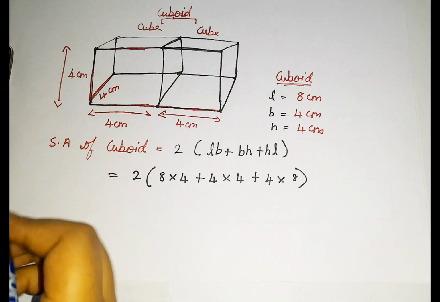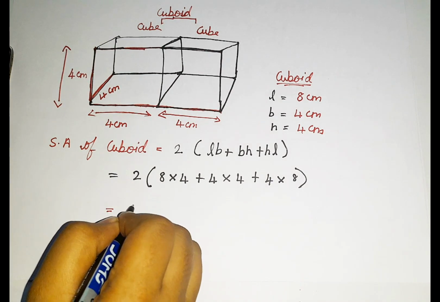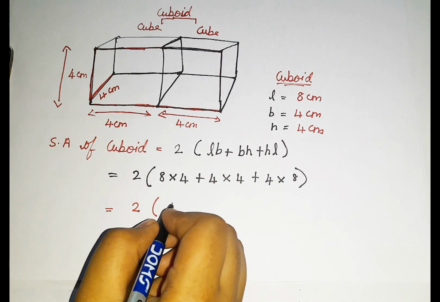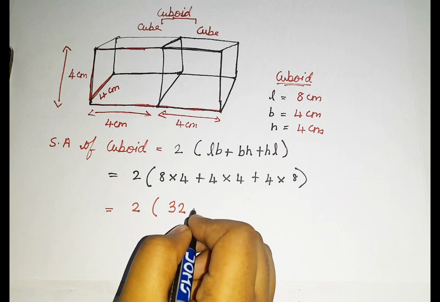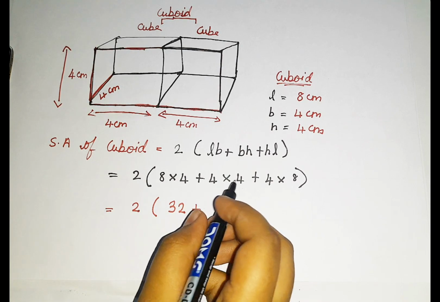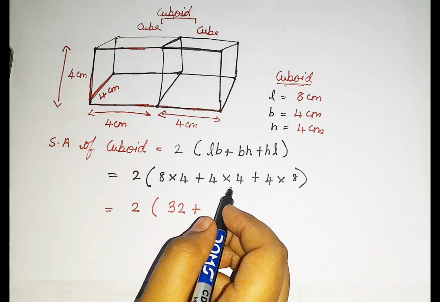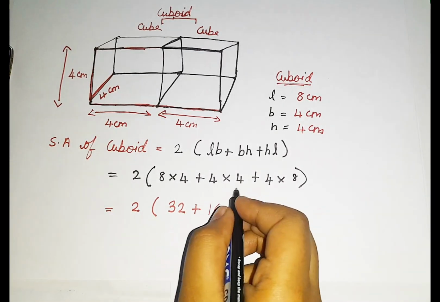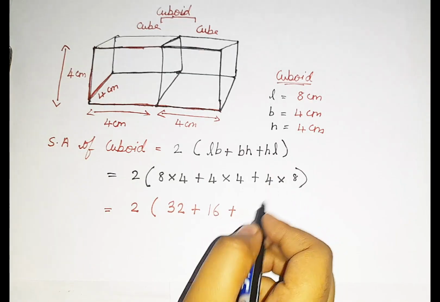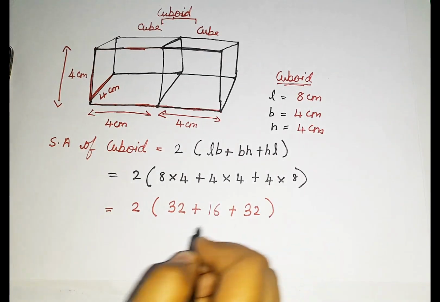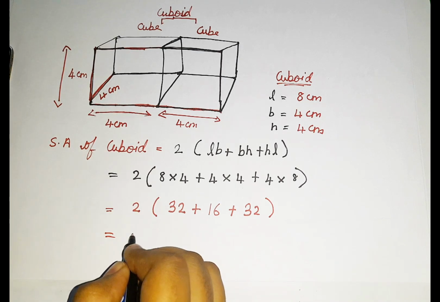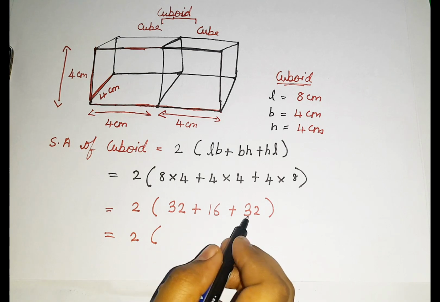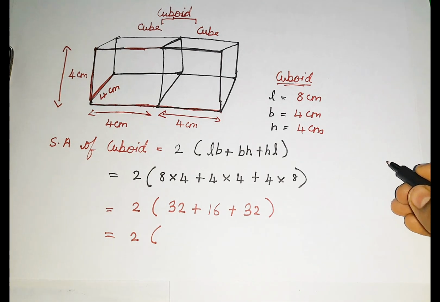Okay, so now let us solve it. We can write 2 into, so what is 8 4s? 8 4s is 32, am I right? 32 and plus, then we have 4 4s, that is 16, and plus 8 4s again 32, close the bracket, and 2 outside the bracket. So now 32 plus 16 plus 32. So I guess it is 80.